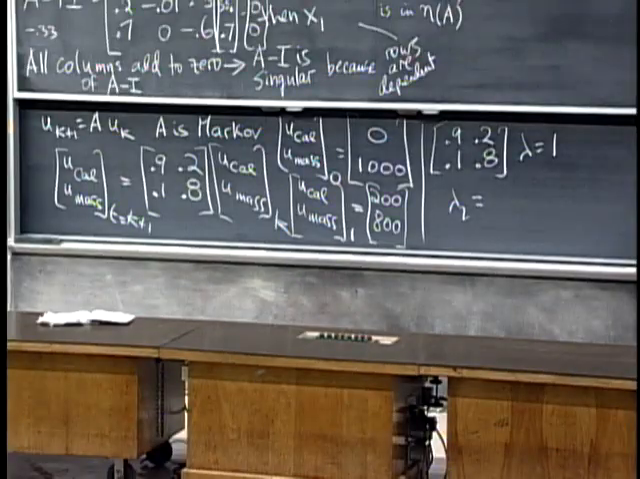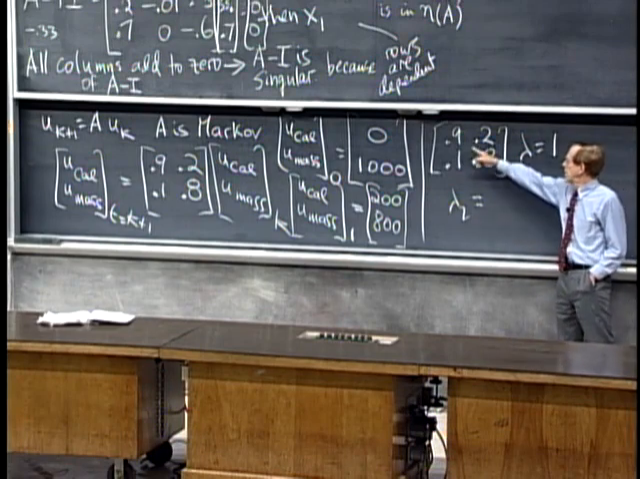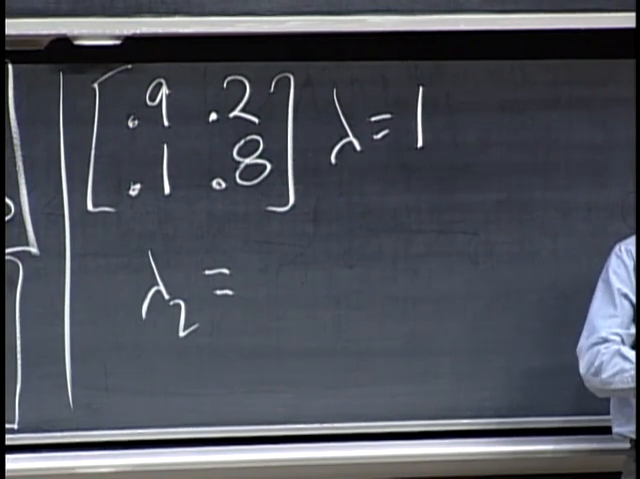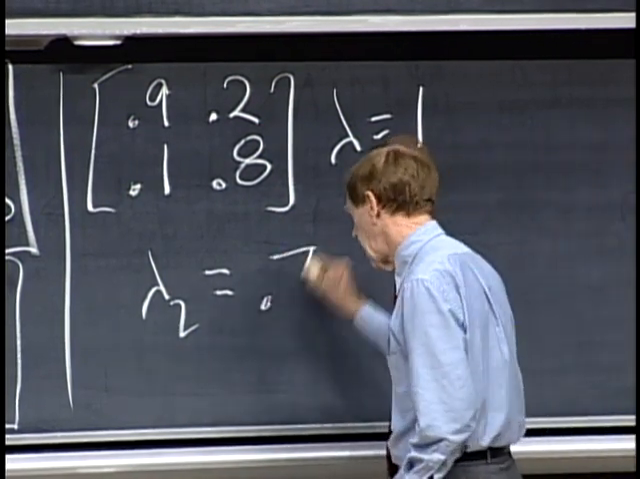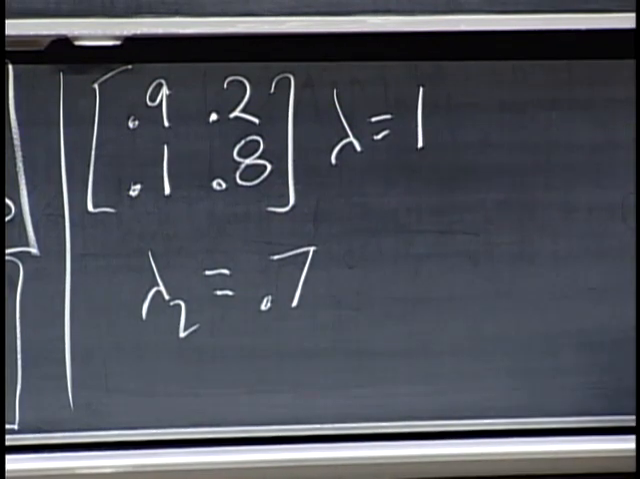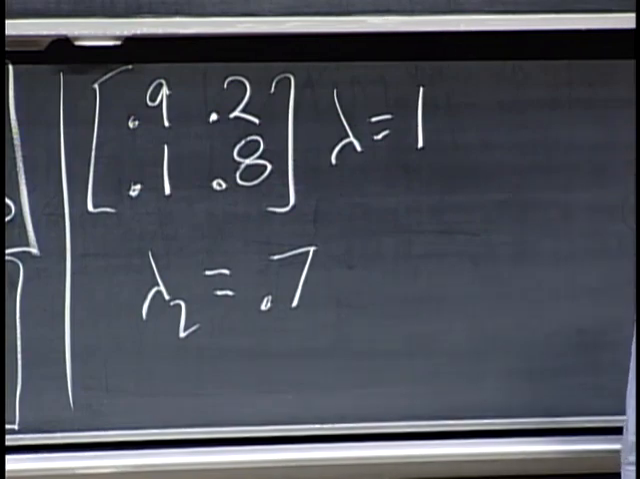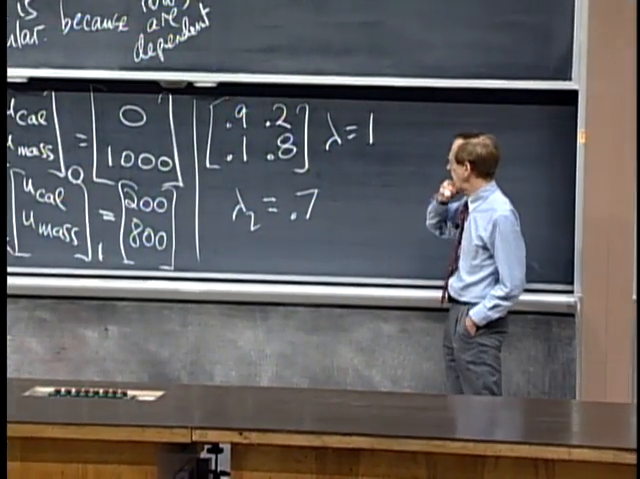What's the other eigenvalue? From the trace or the determinant; the trace is easier. The trace of that matrix is 1.7, so the other eigenvalue is 0.7. And notice that it's less than 1. The determinant is 0.72 minus 0.02, which is 0.7. Okay, now to find the eigenvectors.